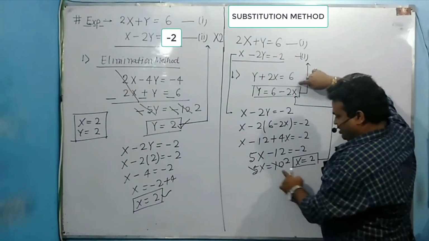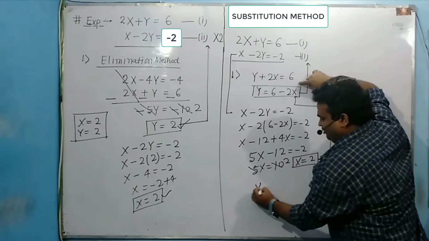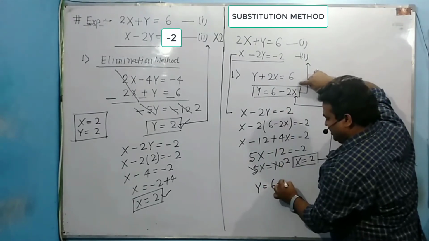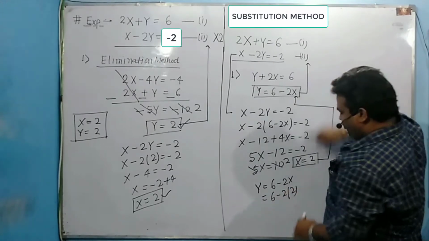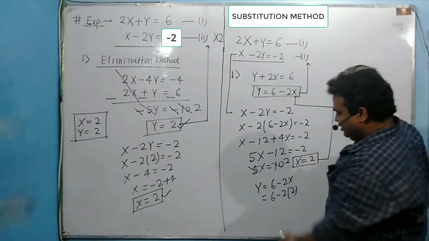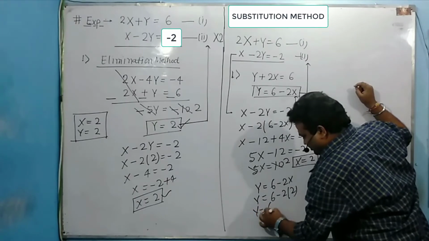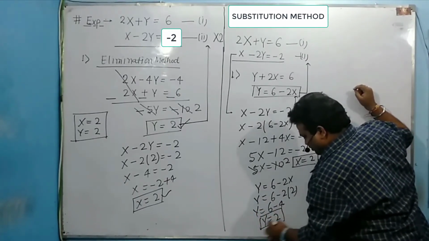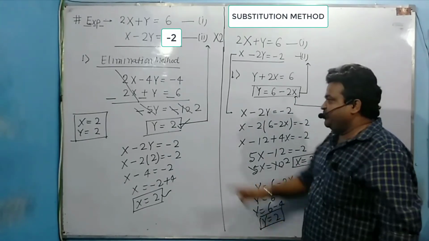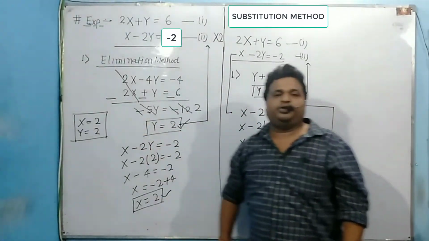So I am putting my x equal to 2 in this equation. What will be y? 6 minus 2x, so 6 minus 2 multiplied by 2. I am putting this x value 2 over here. So you will get y equal to 6 minus 4. So y becomes 2. Again I get the same result: x equal to 2, y equal to 2.